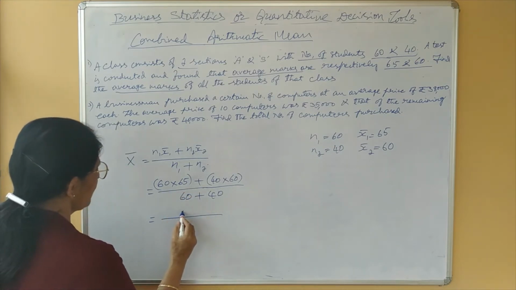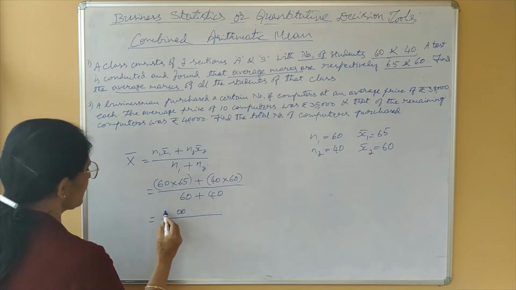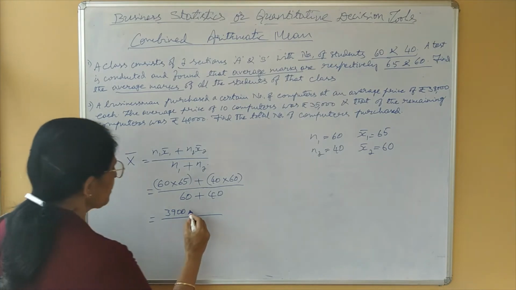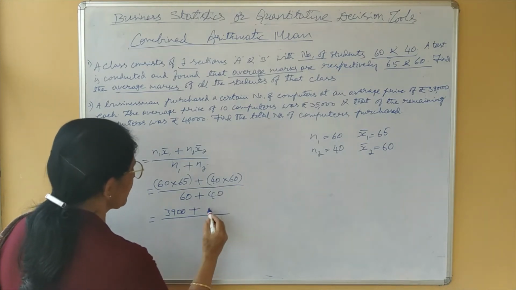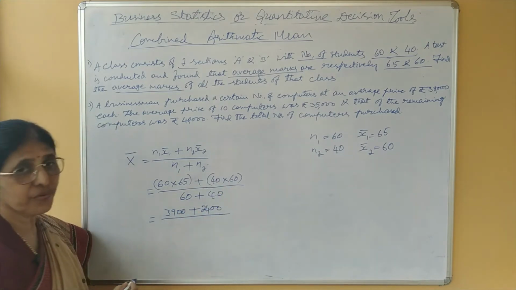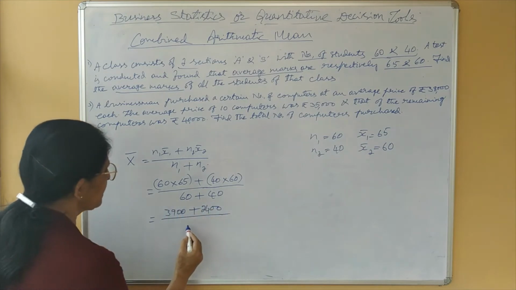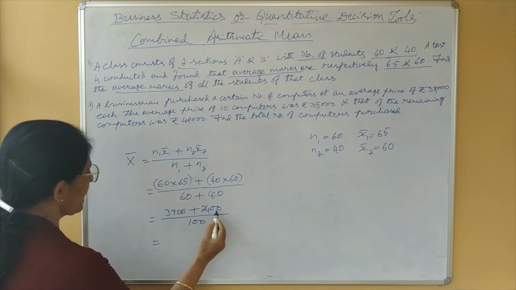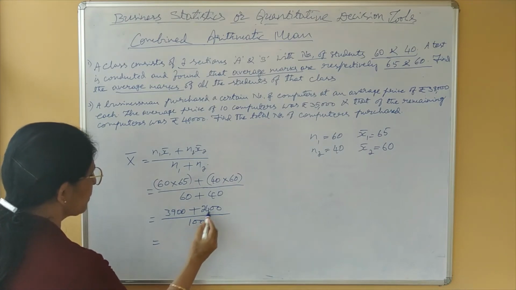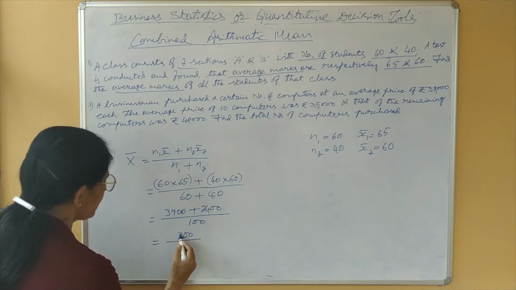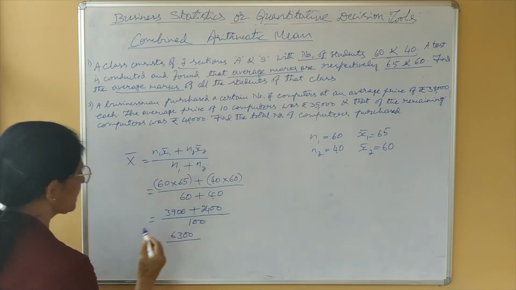Now 60 into 65: 0, 6 5s are 30, 3, 6 6 are 36, 3, 39. Okay. Now here 2 zeros are there, take 2 zeros. 4 6s are 24. Now 60 plus 40 is 100. Now 3900 plus 2400, take 2 zeros, 63.